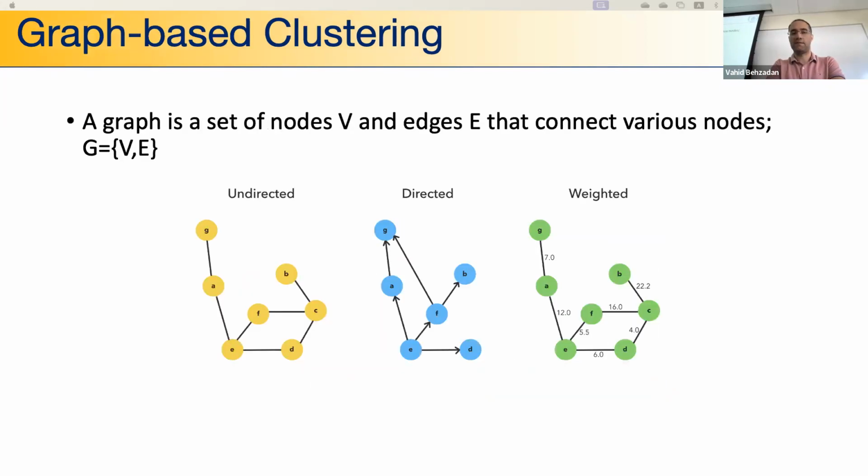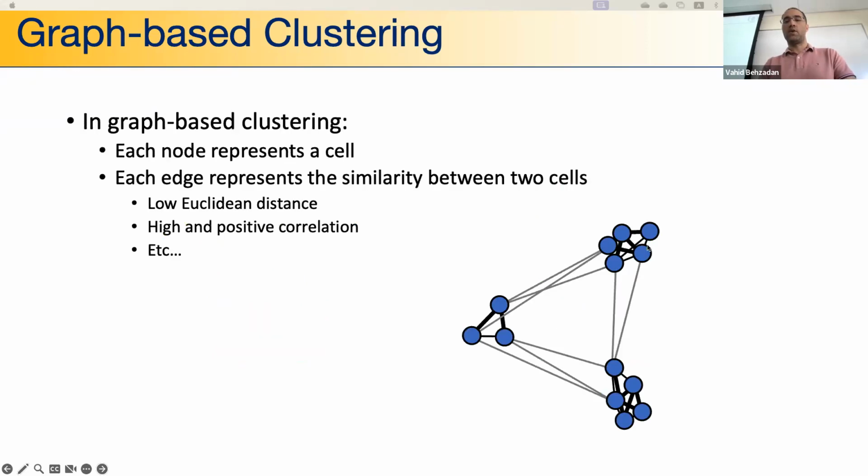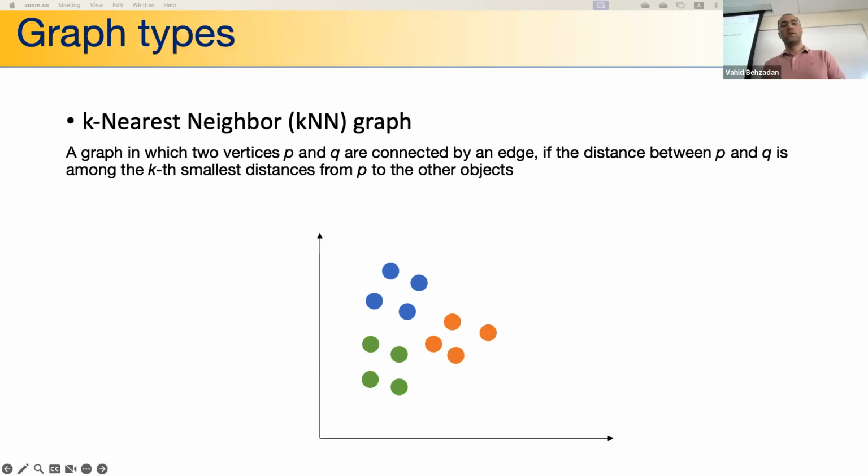Now we move to graph-based clustering. A graph is basically a set of nodes and edges, and it could be an undirected graph, a directed graph, or a weighted graph. So here in graph-based clustering, each node represents a cell, and each edge represents the similarity between the two cells, right? It could be low Euclidean distance or high positive correlation and so on. So the first approach that you can use is called the k-nearest neighbor graph, right?